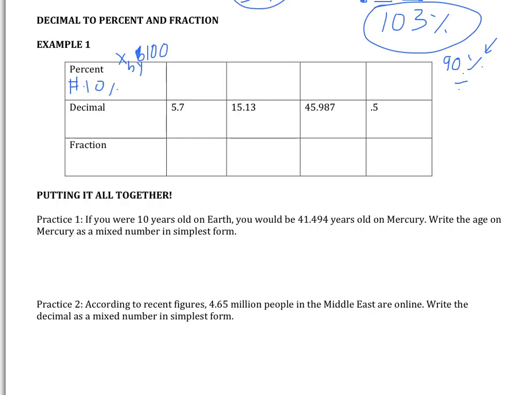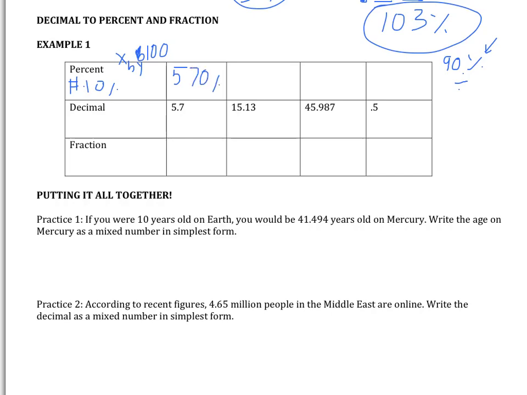But if we're going to a percentage from a regular number or a fraction, we have to multiply by 100. So this first one of 5.7, to convert it to a percent, we need to multiply by 100. And that will give us 570%.